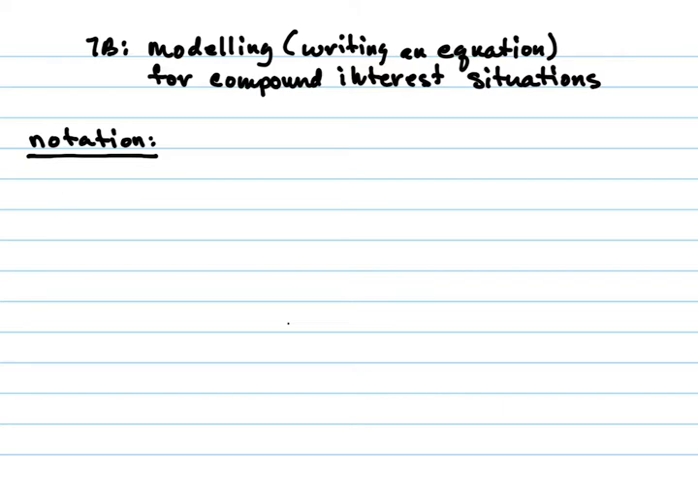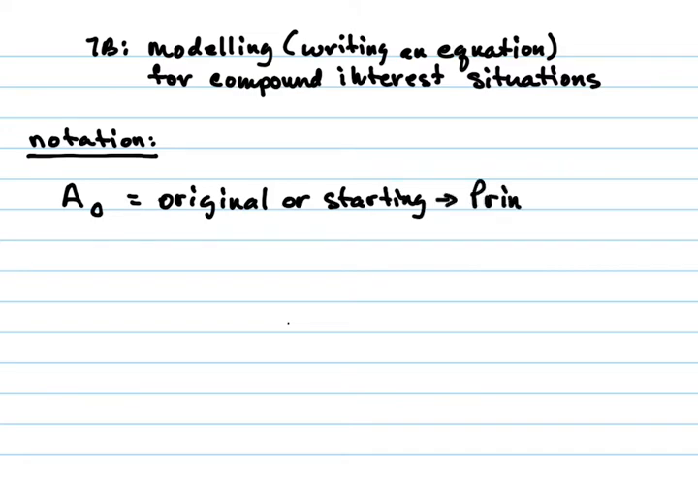Okay? First of all, we have A sub 0. Now remember that A stands for the amount, and A sub 0 is the original or starting amount, often in finance called the principal. So this is the amount of money that you start with in the beginning, right? And notice it's 0 because nothing has been added to it. This is what you start with.